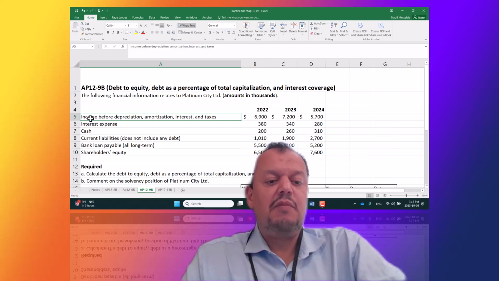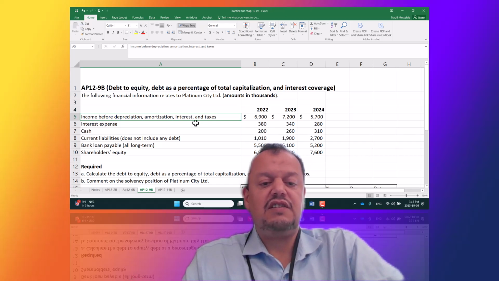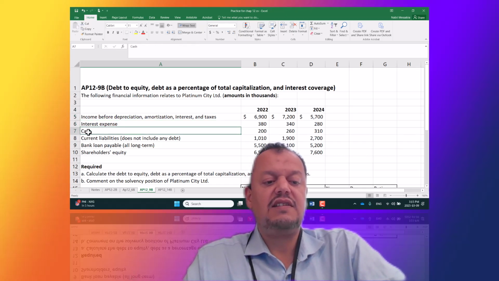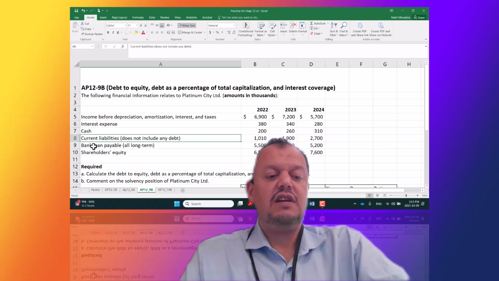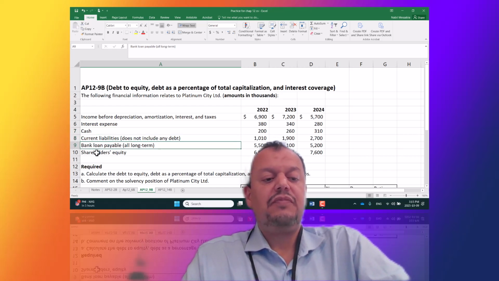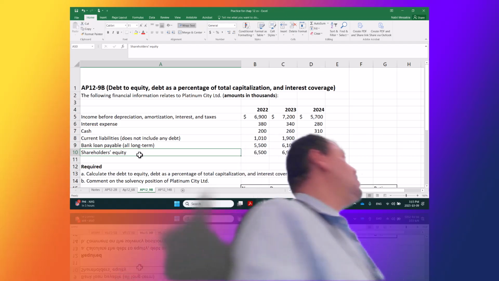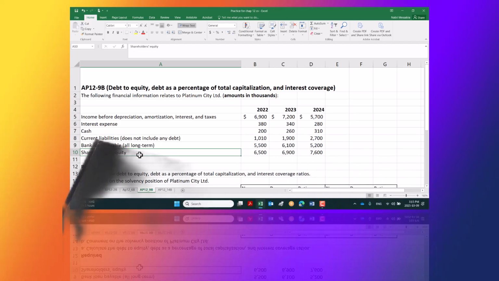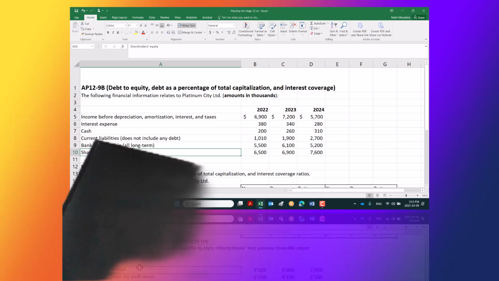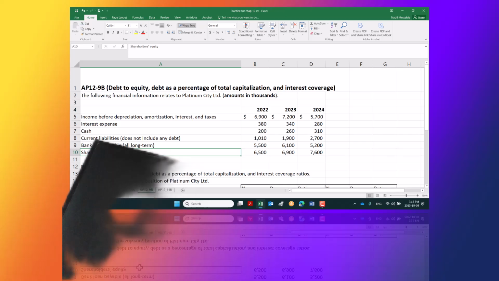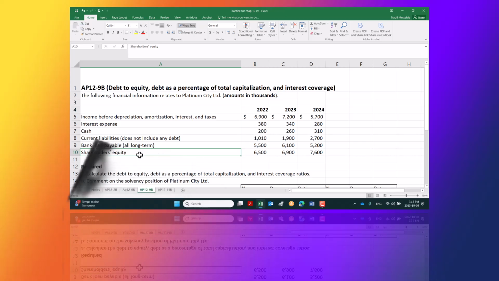We have the income before depreciation, amortization, interest and taxes. We have the interest expense, cash, current liabilities, the bank loan payable, shareholder equity. Tell me each of these, where does it come from? Where do you find this? Income before depreciation, amortization, interest and taxes. This comes from the... where do you find this? Which statement?